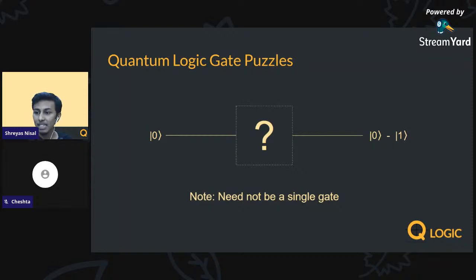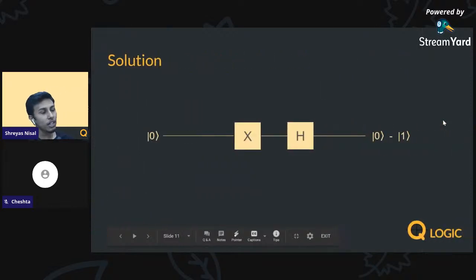One of the solutions I see is just an H gate, and the H gate will convert the qubit in 0 state to a 0 + 1. So there's still a phase difference that you need to fix. So let me move on to the solution. So here is the solution.